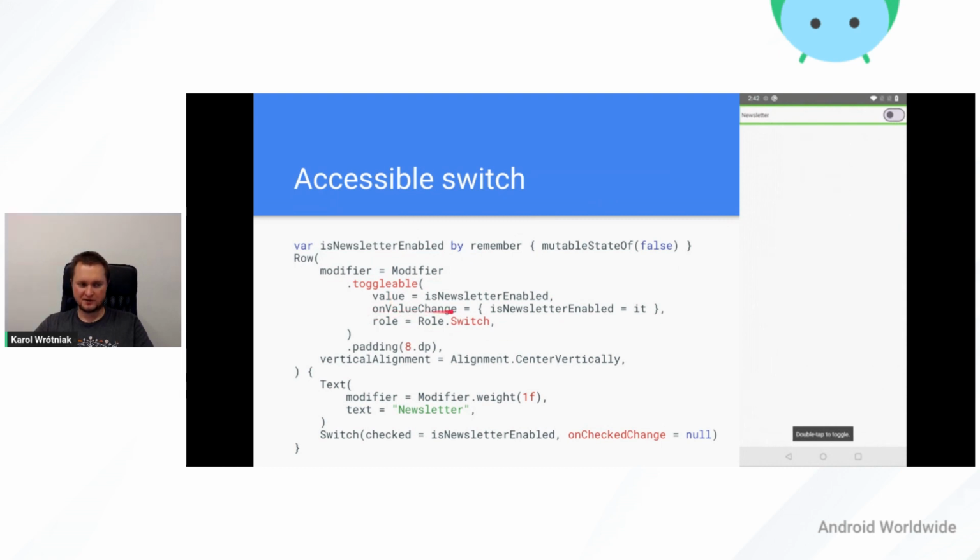Here is the callback, value change callback. It has to be set here, not on the switch itself. Callback on check change on the switch must be null. Why? If it is not null, then TalkBack will announce the switch also. So the entire row will be interactive, and this switch will also be interactive as a separate node, which we don't want. Here we also have a role set to switch, so TalkBack recognizes that it is a switch, and the padding modifier is after the toggleable, so this padding area is also interactive.